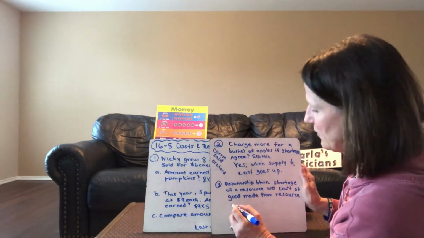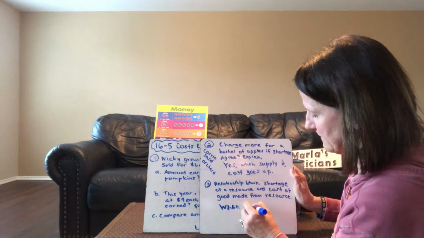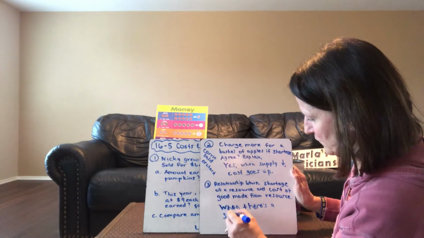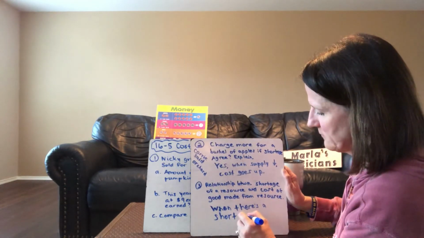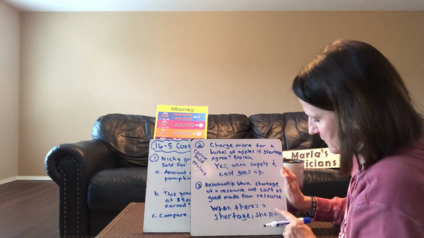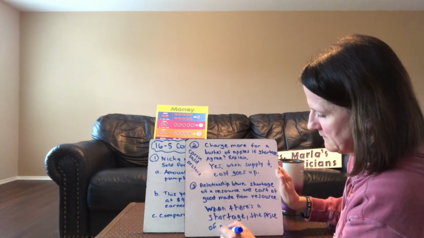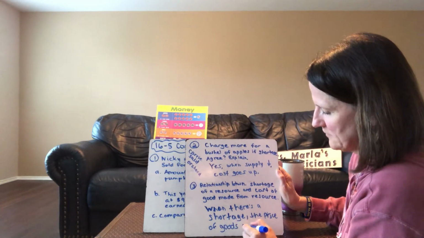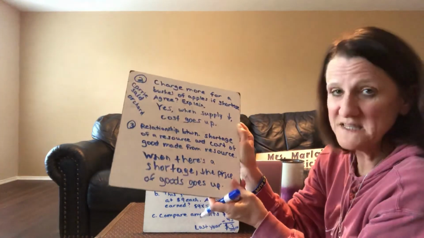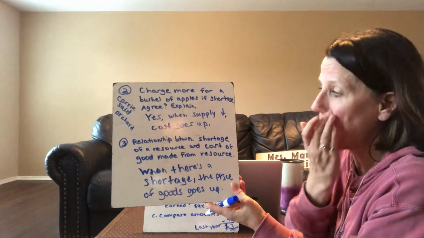All right, so when there's a shortage, the price of the goods goes up. I'm trying to make it short. Okay. And which makes sense, doesn't it? You know, because if the price of the item is going to go up, it's going to go up, and it just happens all the time.